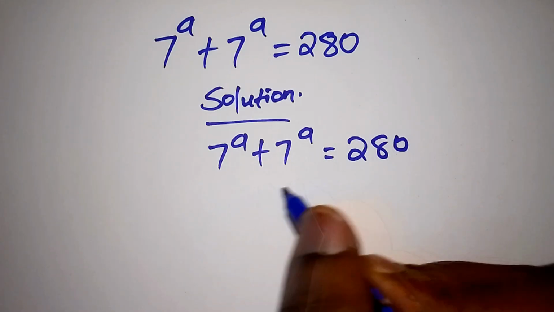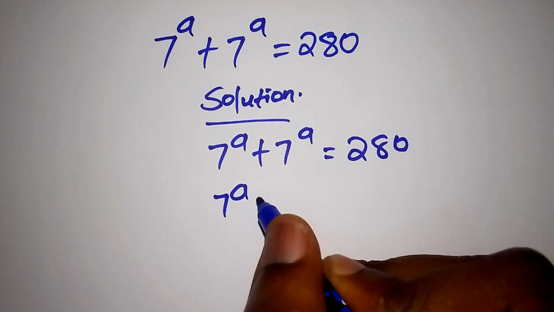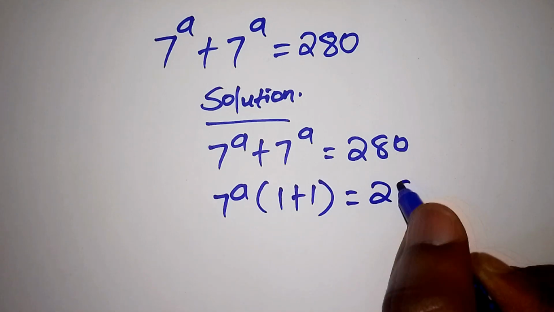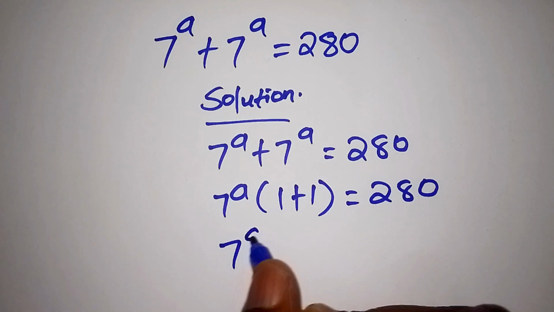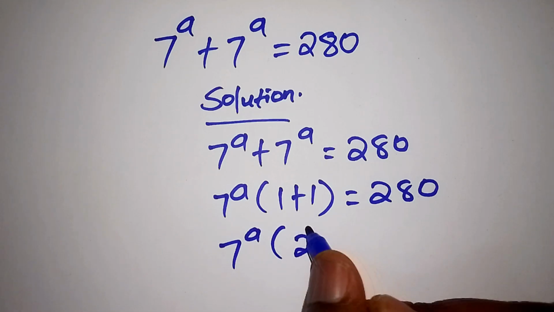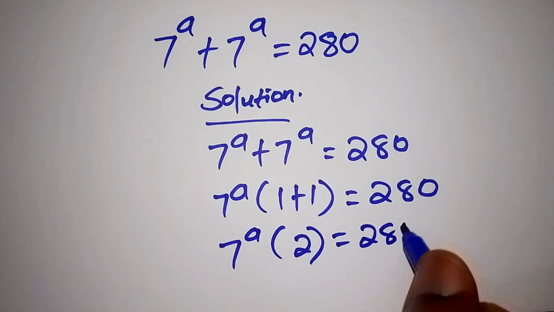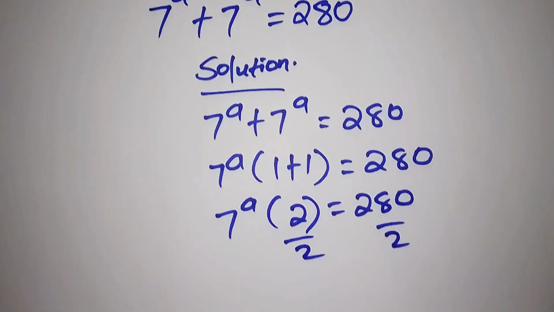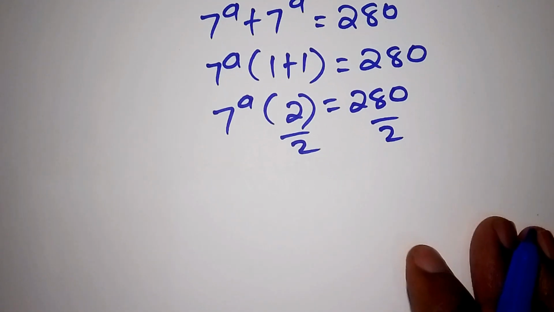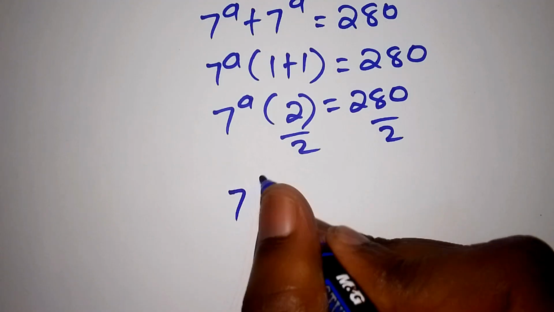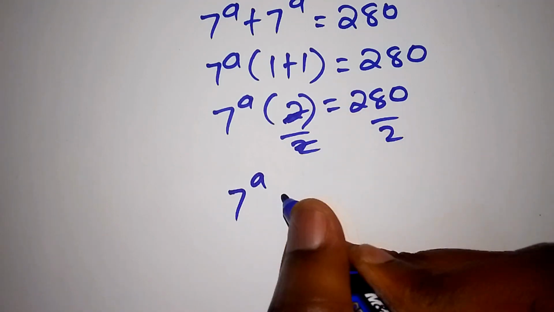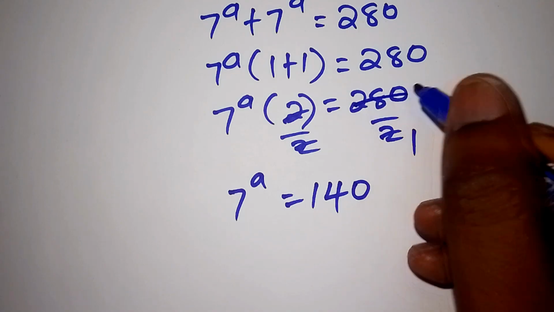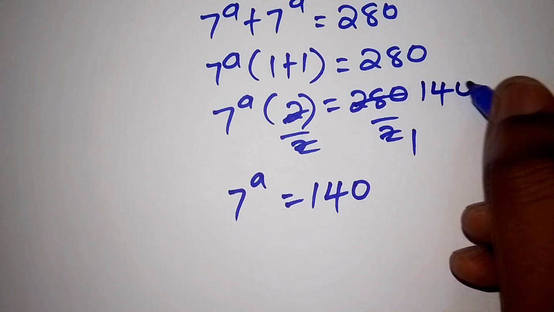280. So the first step is to factorize 7 to the power of a into bracket 1 add 1 is equal to 280. Then the next thing is to work out the bracket: 1 plus 1 is 2, so 2 times 7 to the power of a equals 280. So divide both sides by 2 so that we remain with 7 to the power of a. Because this and this cancel, 7 to the power of a is equal to 140. 2 once into 280 is 140.